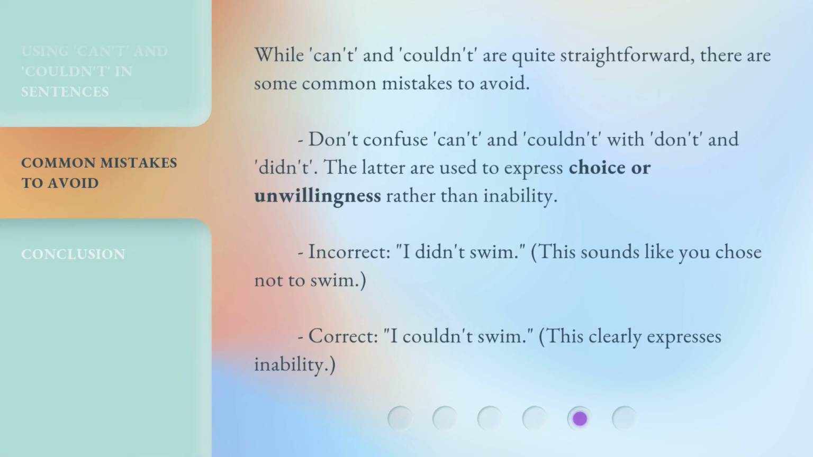While can't and couldn't are quite straightforward, there are some common mistakes to avoid. Don't confuse can't and couldn't with don't and didn't. The latter are used to express choice or unwillingness rather than inability. Incorrect: I didn't swim. This sounds like you chose not to swim. Correct: I couldn't swim. This clearly expresses inability.